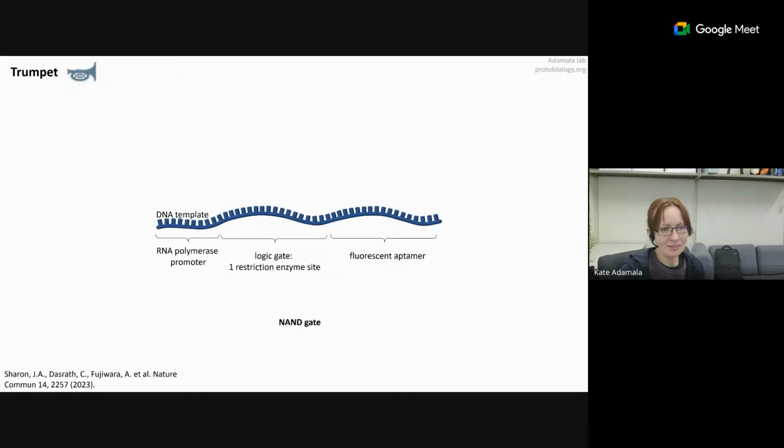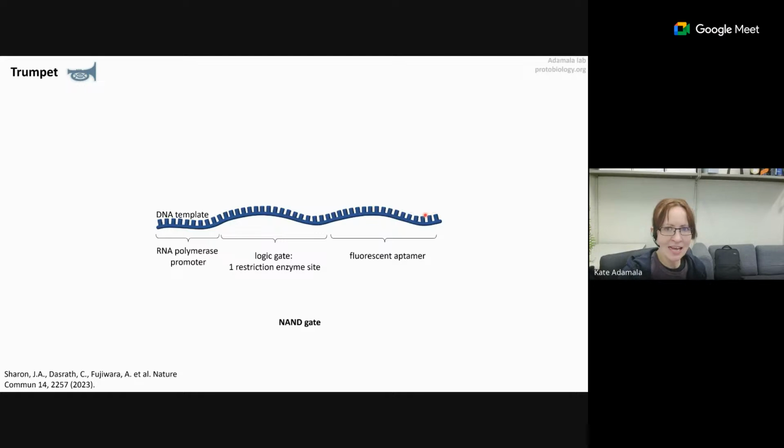And that piece of DNA has three regions. There is a promoter for an RNA polymerase. There is the actual logic gate area, so this is where we do our operations. And then there is this readout area, so this is where the fluorescent aptamer is encoded. This is what eventually will tell you the state of the gate, whether it's on or off.